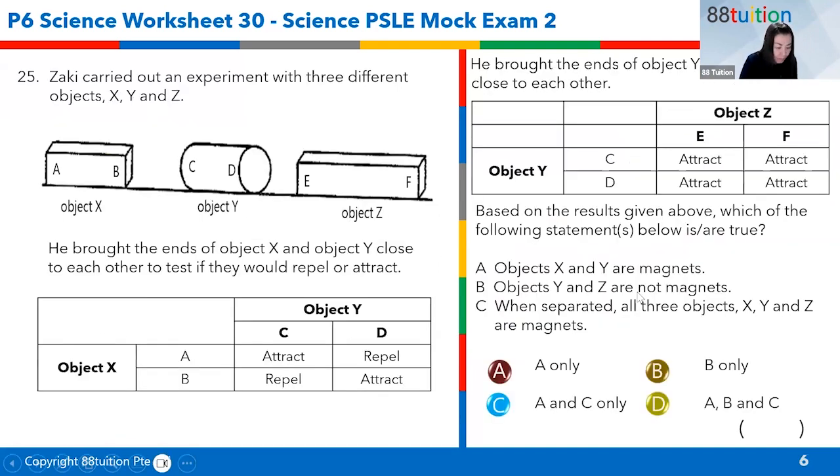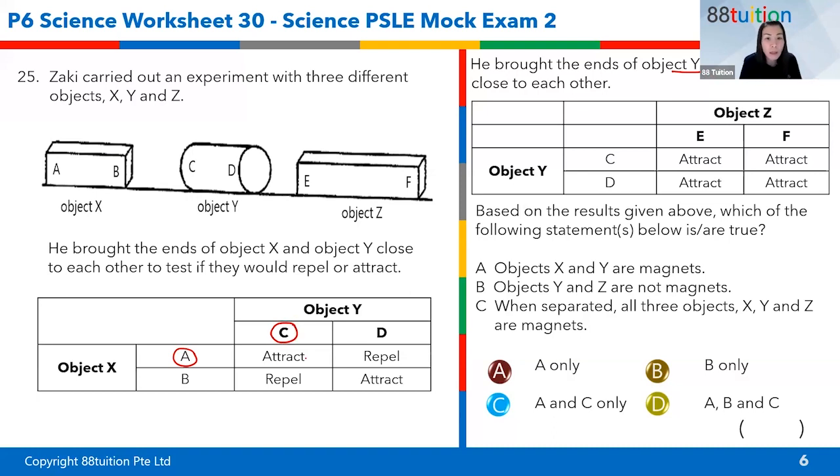Next question. Now, Zaki carried out an experiment with 3 different objects, X, Y, and Z. Then he brought the ends of the objects X and Y close together to test if they attract or repel. Now, question 25, I think, let's see. This question 4. So many errors. Okay, let's go through this. After that, he brought the objects Y and Z close together. So, what's the result? You see when the side here, A, is facing C, there's attraction.